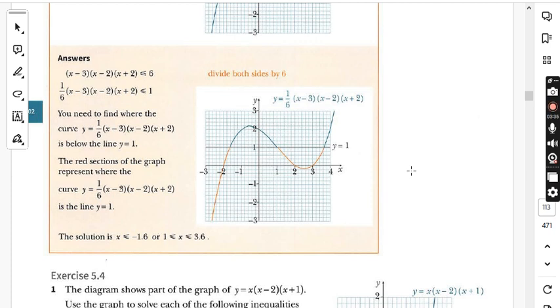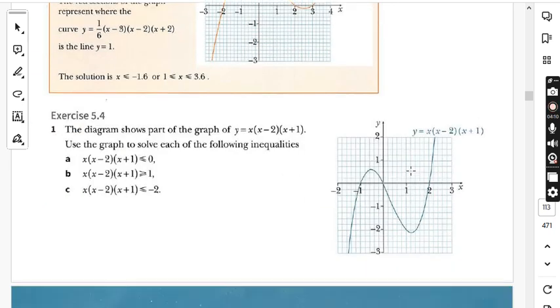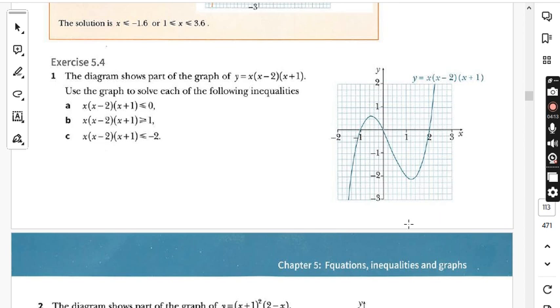So your inequality is less than or equal to 1. So you have to take all those answers which are below the line y equals 1. The first answer is x less than or equal to minus 1.6, because after minus 1.6 there are so many values which satisfy the given inequality. And the second, the red one, is from 1 to 3.6. So these two are the answers of your inequality. So it is a very easy exercise. I am going to start exercise 5.4 directly. I will do full working in each and every part.